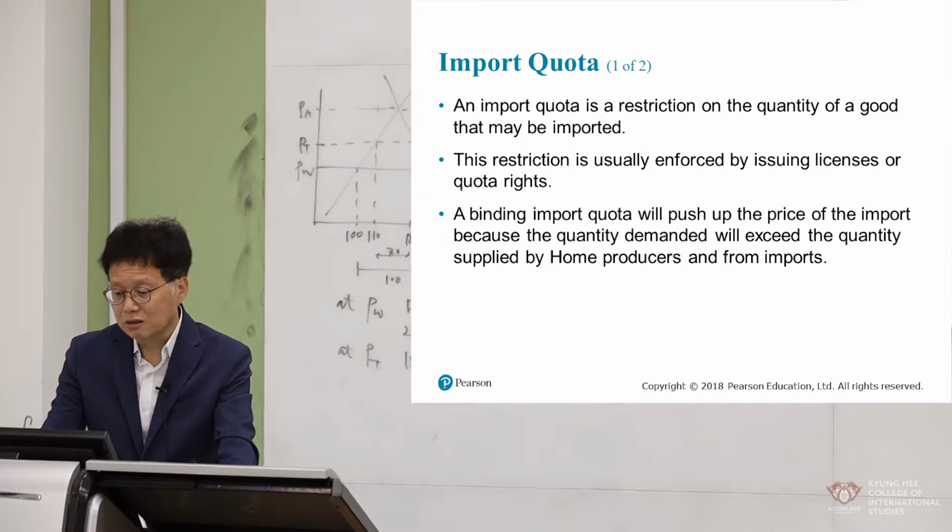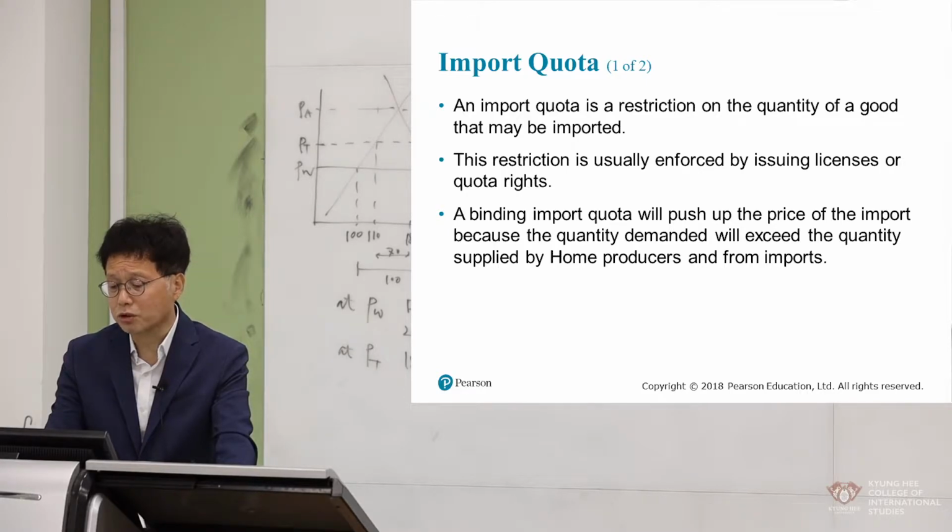This quantity restriction is usually enforced by issuing licenses or quota rights. Right? License or quota rights. A binding import quota will push up the price of the import because the quantity demanded will exceed the quantity supplied by home producers and from imports.